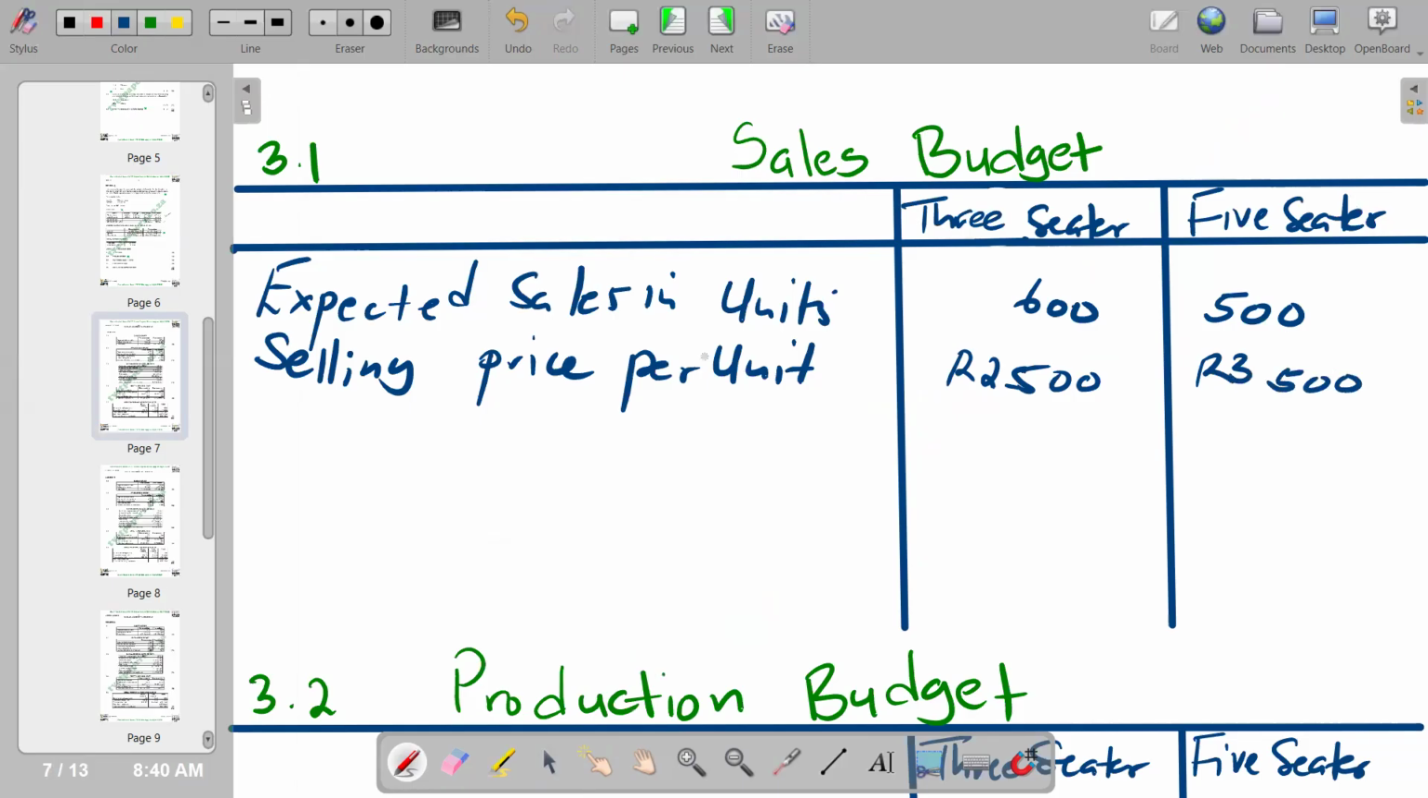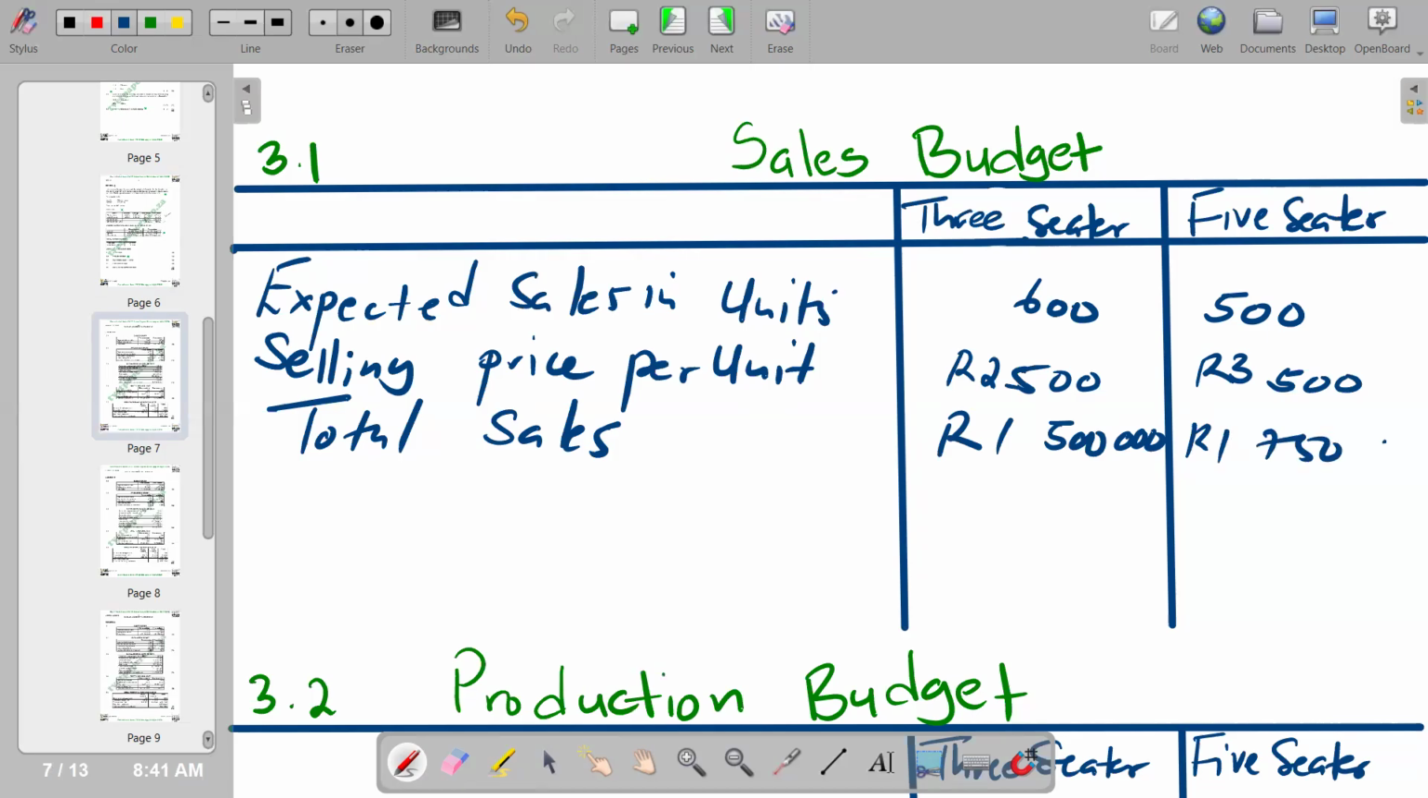With that, we are supposed to multiply the two to get the total sales. So 600 times 2,500 gives 1,500,000. Then on the five-seater, 500 times 3,500 rands gives a product of 1,750,000. So this is what we have on this part. Then I'll move on to the production budget, which is the next one.